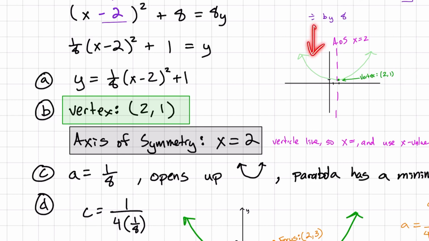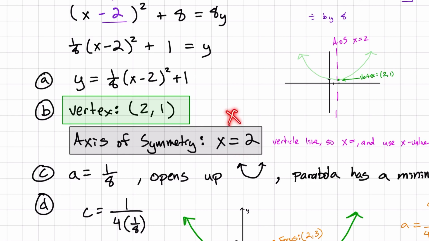It's gotten squished down. And since it's opening vertically, because this is a vertical parabola, because the x is being squared, I have a vertical axis of symmetry, and it takes on the same value as our x value in our vertex. So this is just x equals 2.